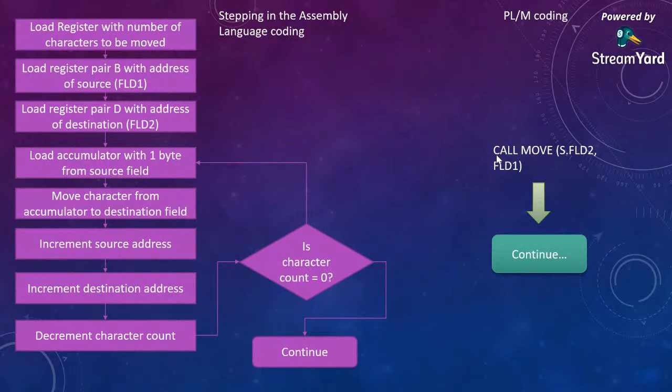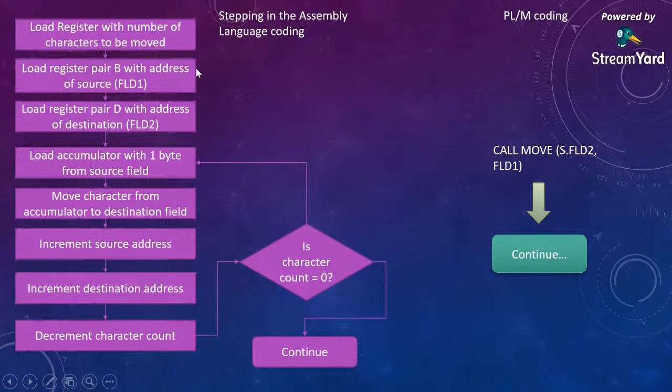So these are the steppings in the assembly language coding, and the other one is PLM machine coding. The first thing first, we need to load register with the number of characters to be moved, and then after load is already done, you load register pair H with the address of source. This is the function number one.